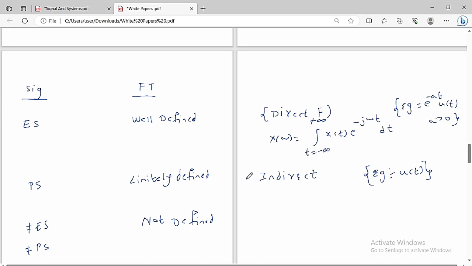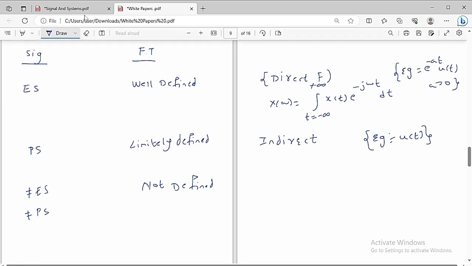Then we cannot use the direct formula, but we have to use the indirect approach in order to get the value of the Fourier transform, just by using the properties. If a given signal is neither an energy signal nor a power signal, then the Fourier transform is not defined. So these things you have to keep in your mind.